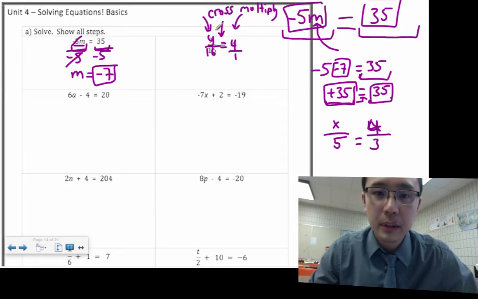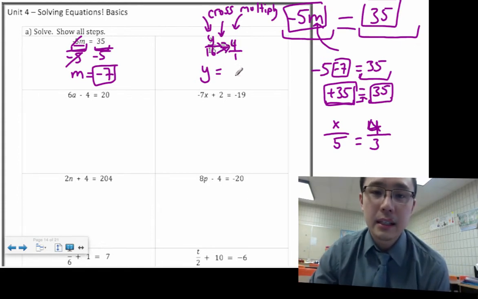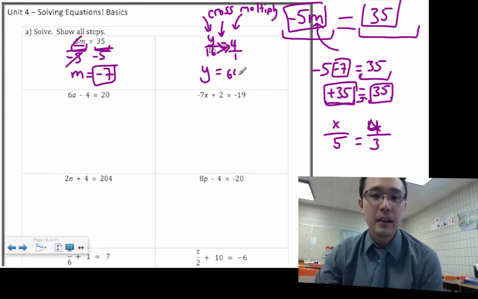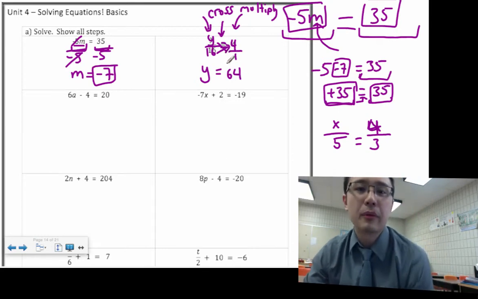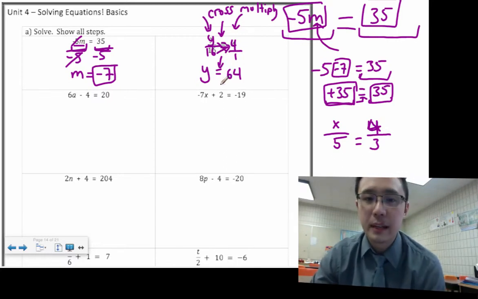So cross multiply: y times 1 is y. This is equal to 4 times 16, which is going to be, let me see, 64. One thing that a lot of people forget is the equal sign. Remember, it's an equation, so you have to put the equal sign.